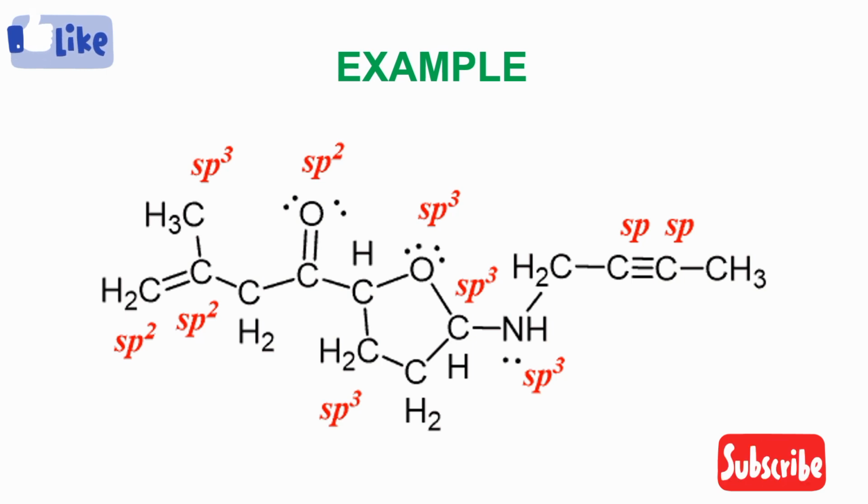So wherever I see a saturated system, it is sp3. When you see an unsaturated system, it is sp2. And super unsaturated, when you talk about a triple bond, is sp. I hope that's clear enough.